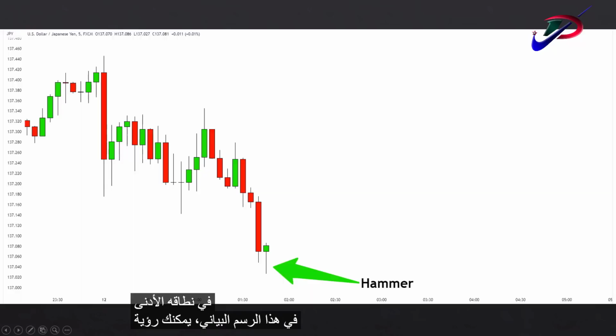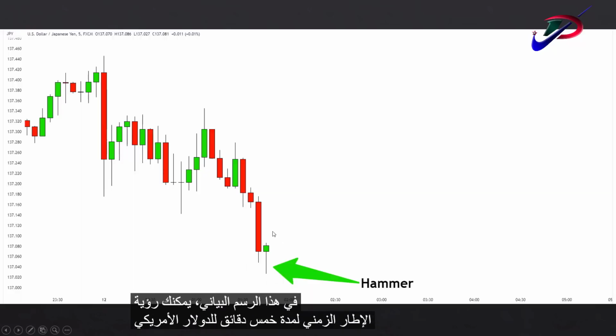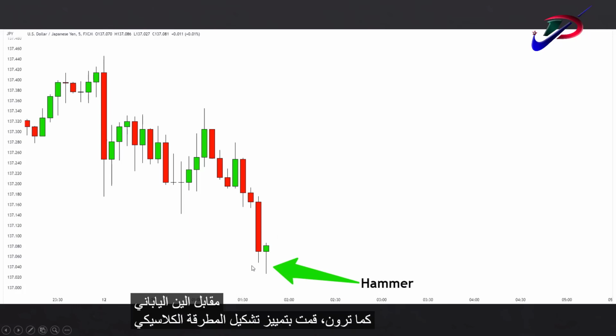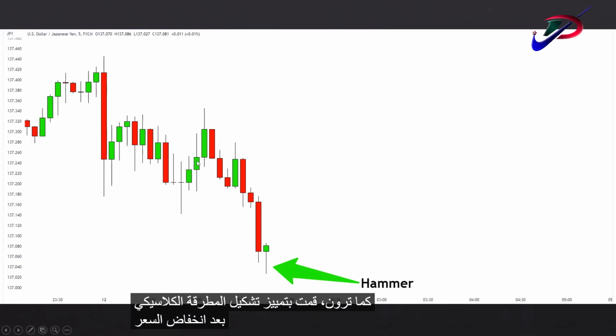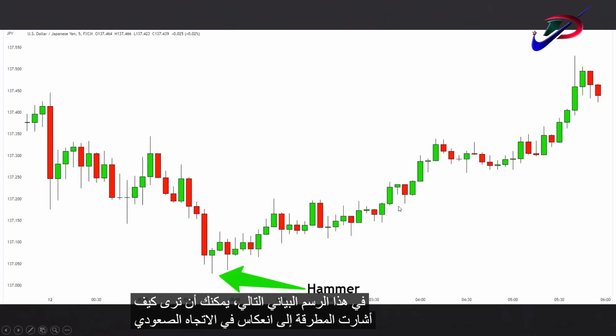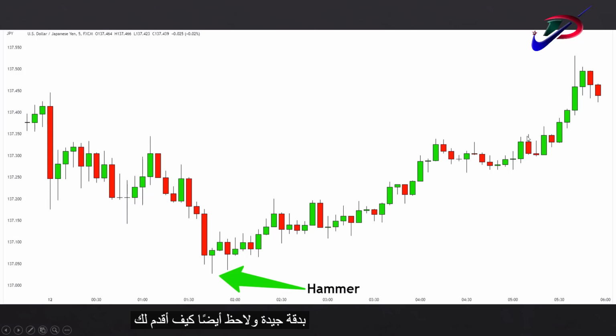In this chart, you can see the 5-minute time frame of the US dollar versus the Japanese yen. As you can see, I marked a classic hammer formation after price has been going down. In this next chart, you can see how the hammer indicated a reversal to the upside with good accuracy.